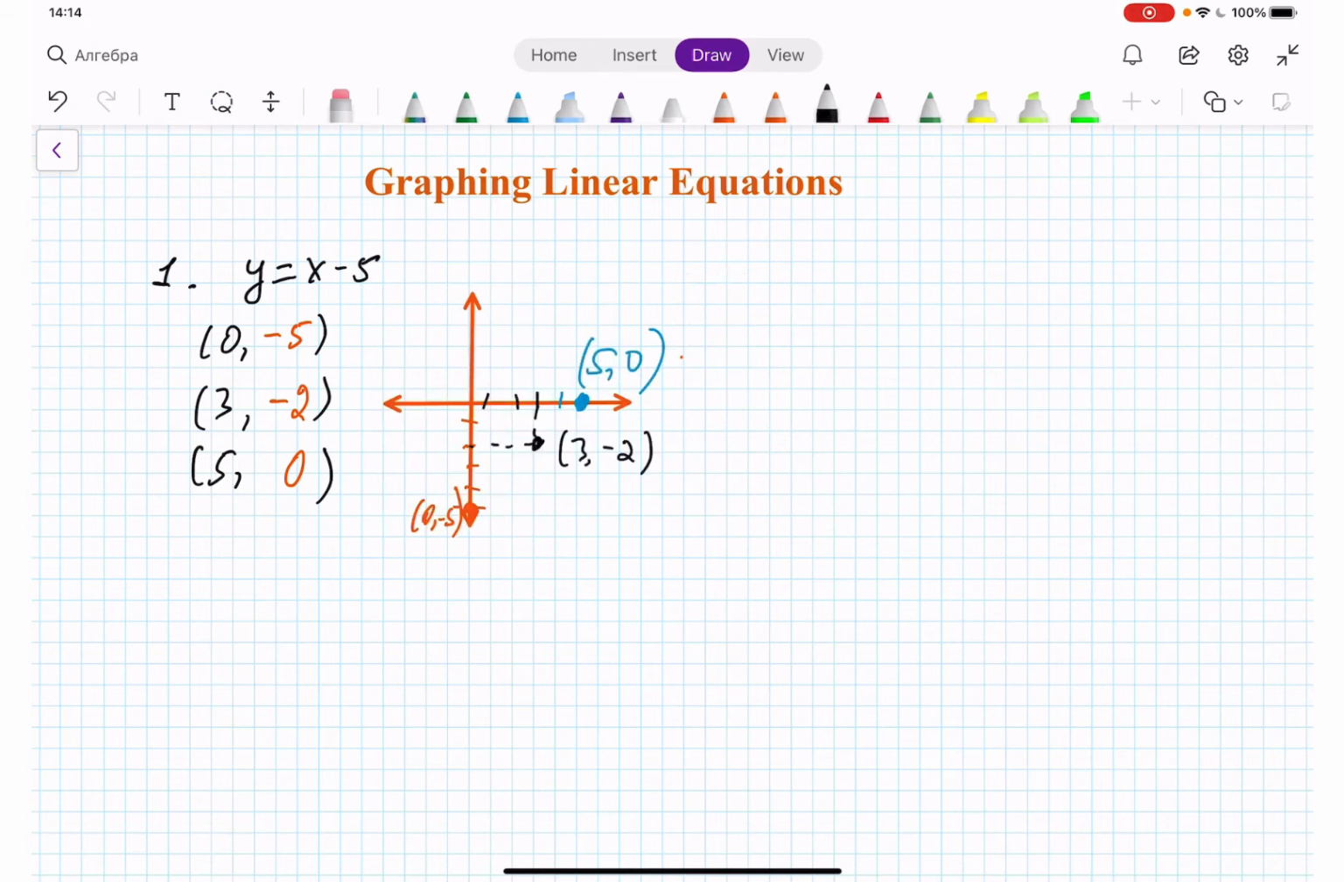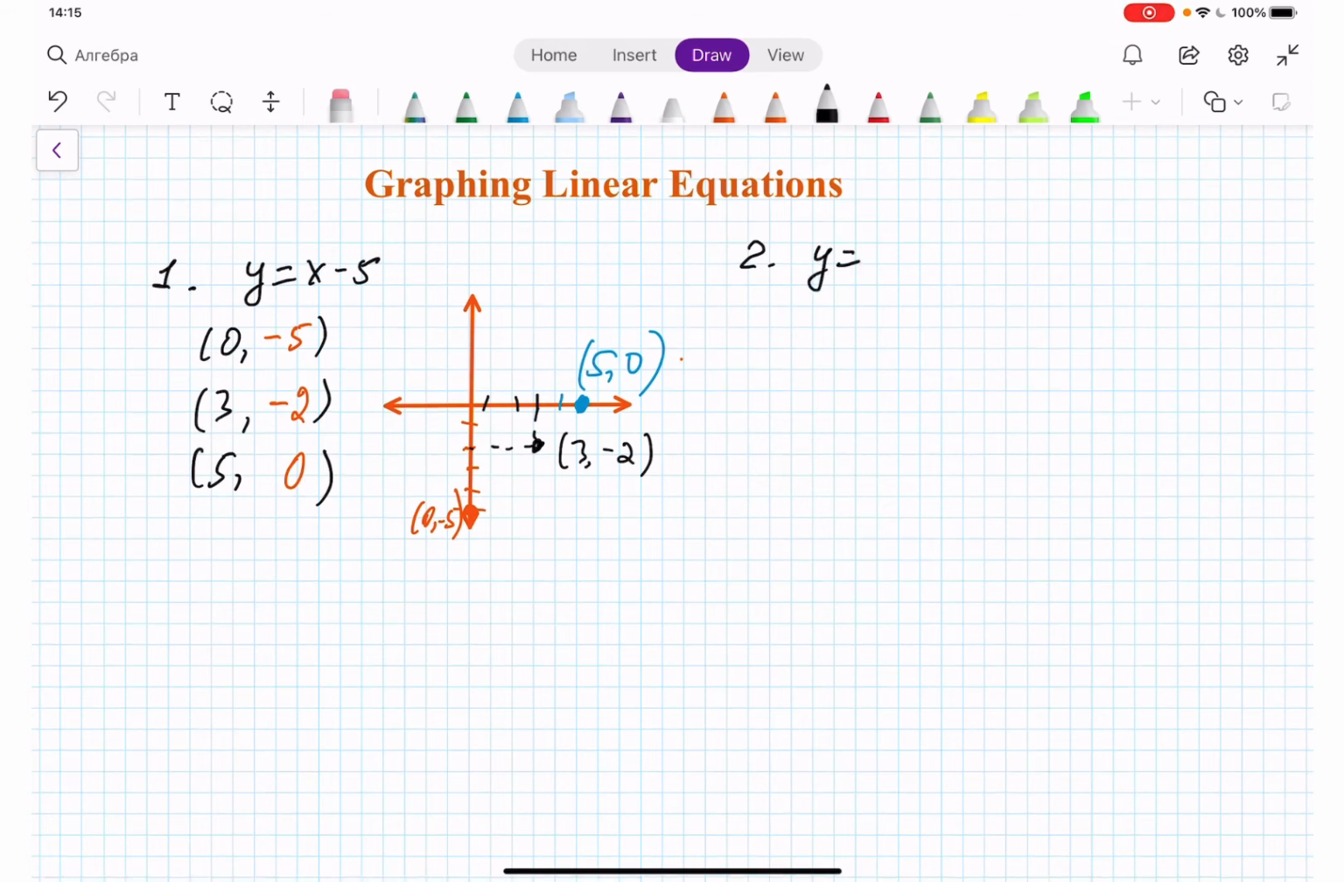Question number 2. Well, it's something similar, but this time we have to find n, x, and y. So y is equal to negative 2x plus 1. Here we are given x, we need to find y. Here we are given x, we need to find y. And we are given 1, and we need to find y.